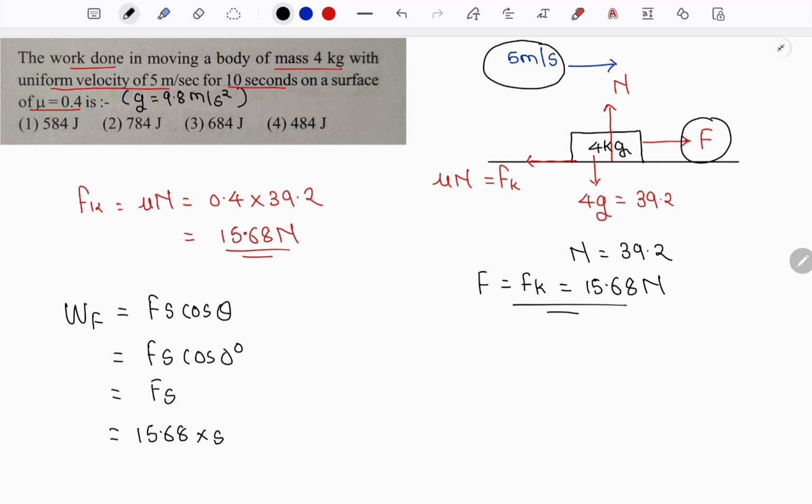Now the only thing that remains is calculation of S. So let's calculate S over here. Now displacement can be written as S is equal to ut plus half at square. But since the forces are balanced, acceleration is 0 and displacement is simply ut. So velocity is 5 meters per second, which is constant. Time is 10 seconds. So displacement comes out to be 50 meters.